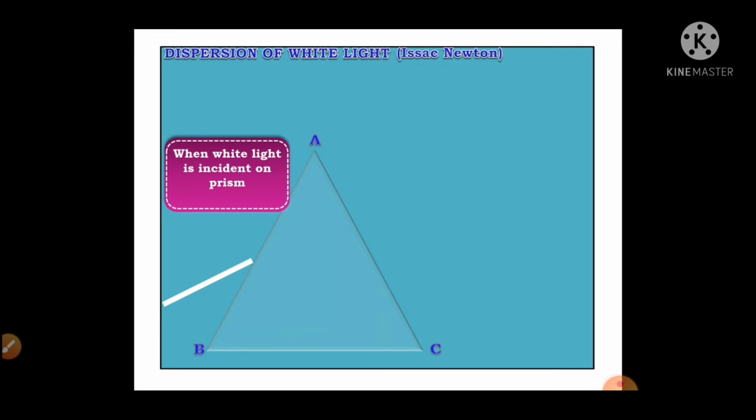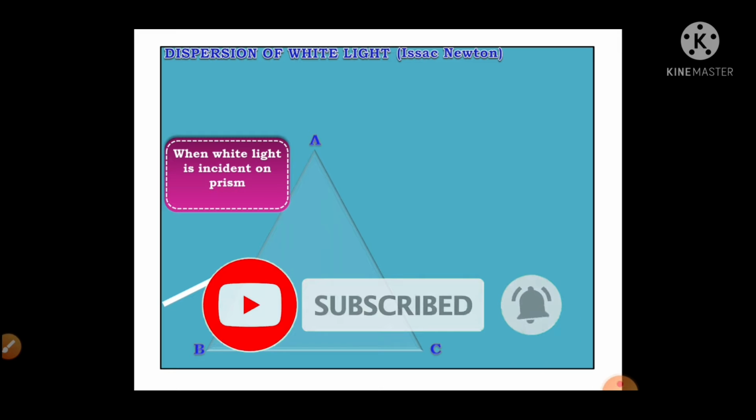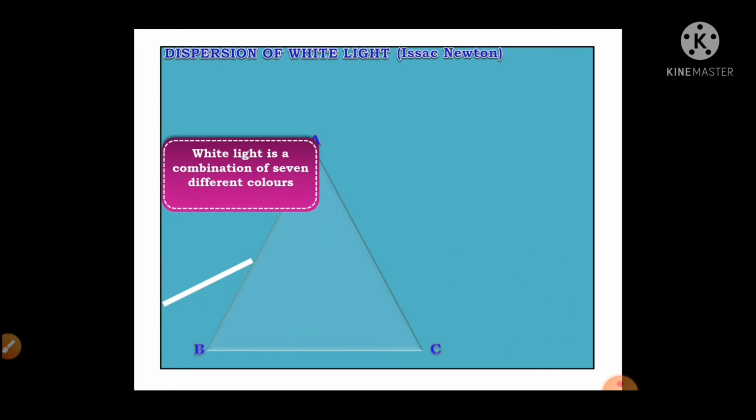And what happens when white light is incident on this prism? White light is a combination of 7 different colors. This is the thing which was first told by Newton. The white light is a combination of 7 different colors, which is seen in the rainbow, right? So we'll see here in this slide.